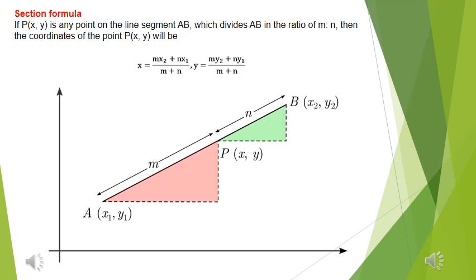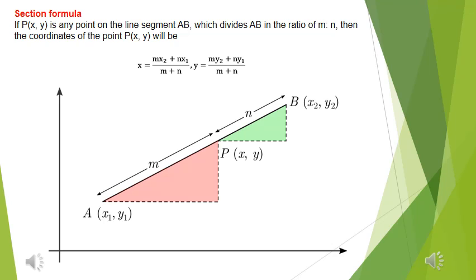Students, in the previous video we have already learned about the distance formula. Similarly, there is another formula, the section formula, which we use to find the coordinates of a point which lies on a line and divides that line in the ratio m:n. For that we use the formula that we call section formula.